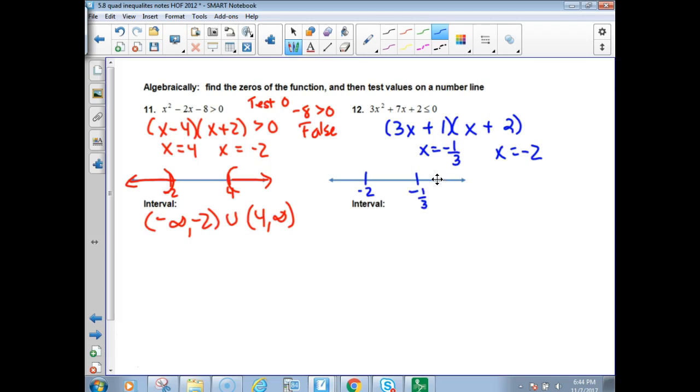0 is not in there, between there, but I'm still going to test it. So if I test 0 and I put it in here, I'm going to get 2 is less than or equal to 0. Well, that's not true. Okay, so remember our less thans or equal tos were in between and our greater thans were tails generally. That's why it's in between. And it includes them. So this would be graphically what we get. So that'd be like graphing the parabola and shading on the inside of it. And this would be from -2 to -1/3 as an interval with hard brackets on both sides.